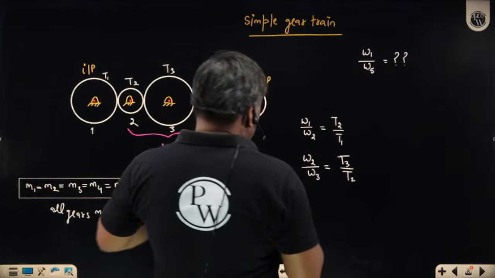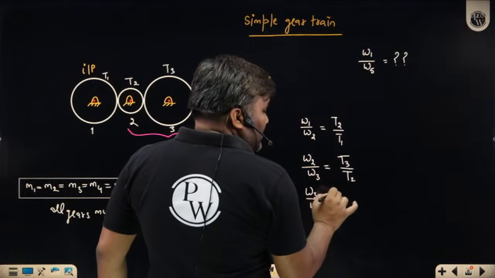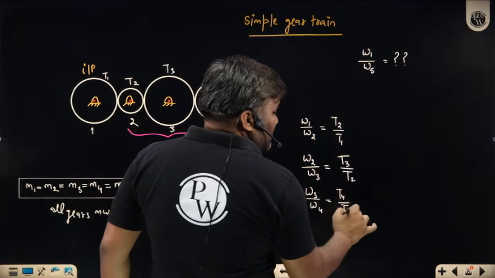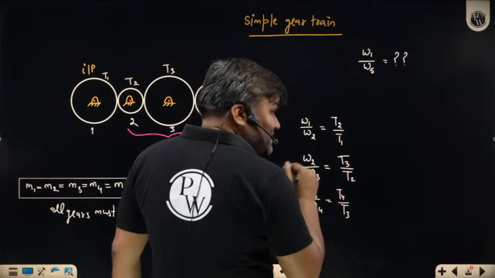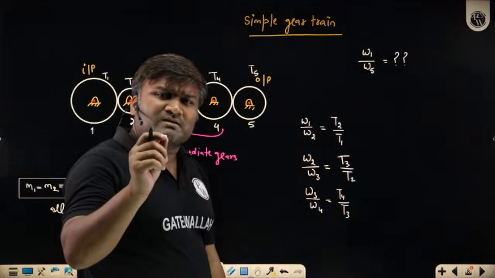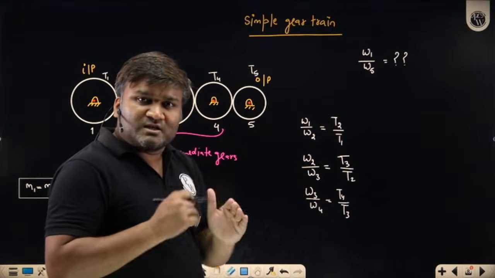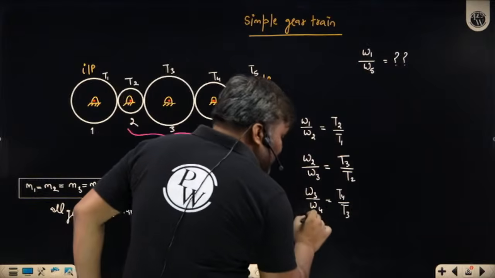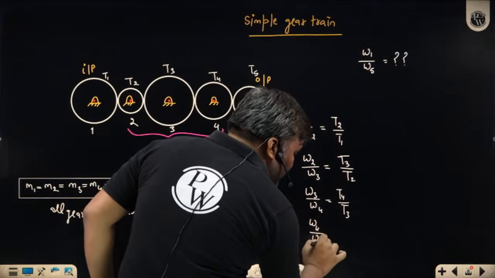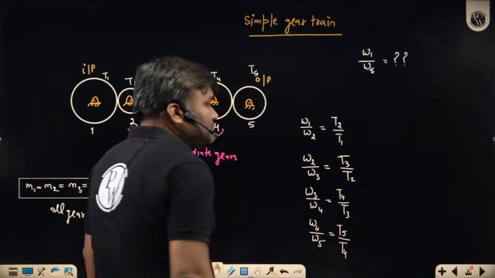Now 3 is driving 4. So omega 3 by omega 4, can I write T4 by T3? And now 4 is driving 5. So 4 and 5 are meshing. For meshing gears I can use the reciprocal of the teeth logic. Now 4 is driving 5, so omega 4 by omega 5 is T5 by T4.